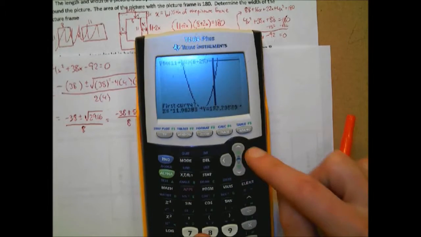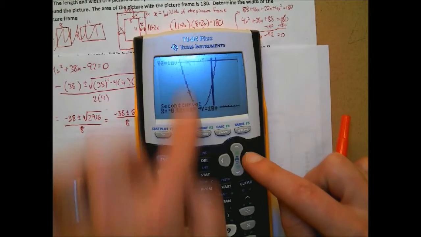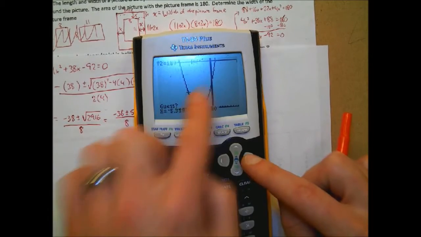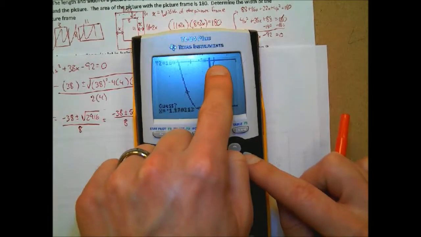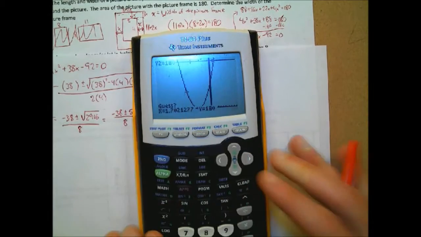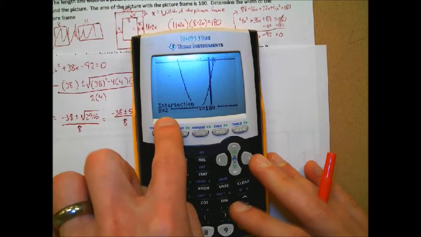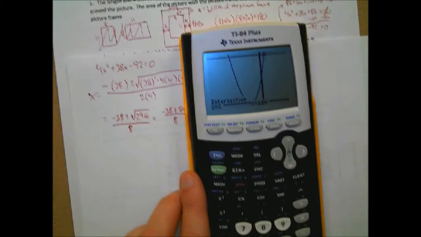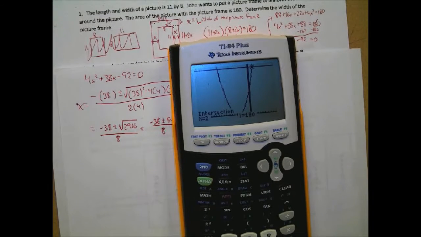Intersect. Again, make sure you're on the parabola. I am. Make sure you're on the other curve. I am. And then for the guess, arrow over. Make sure you hit enter for the guess near that point of intersection there. Hit enter. Look at that. Do you see that, folks? There's your 2. There it is. Okay?